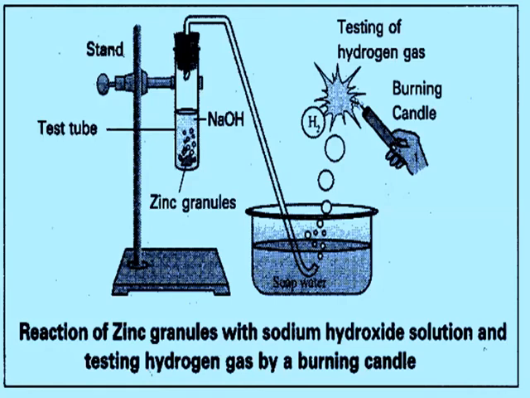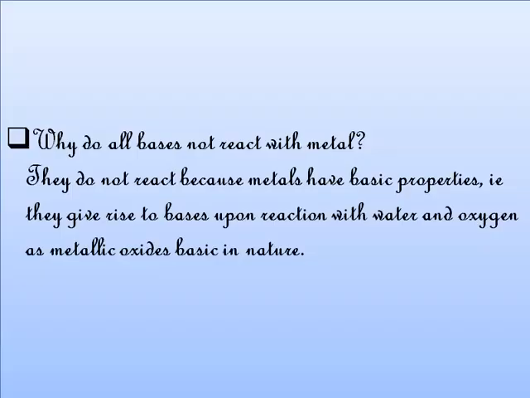Not all the metals react with bases. But why? Why do all bases not react with metal? They do not react because metals have basic properties. That is, they give rise to bases upon reaction with water, such as calcium, which when it reacts with cold water gives calcium hydroxide. Potassium reacts with cold water vigorously and gives potassium hydroxide.